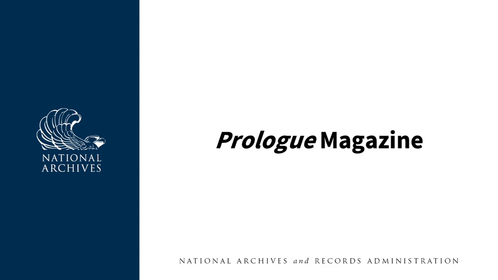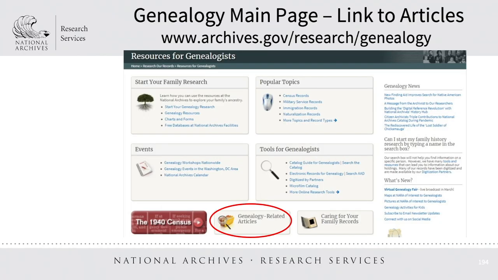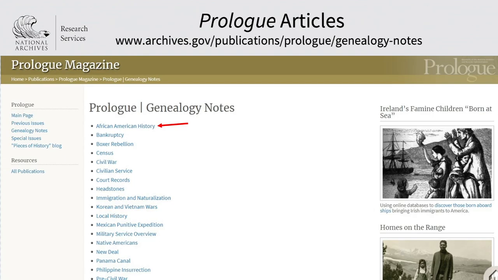Okay, back to the main genealogy page. I want to quickly point out the link to genealogy-related articles. Clicking on this takes you to the Prologue Magazine section of the website. Prologue was the National Archives magazine that ran for nearly 50 years, up to 2017. They had a regular feature called Genealogy Notes. Many issues are available here online, and you can find them by topic.